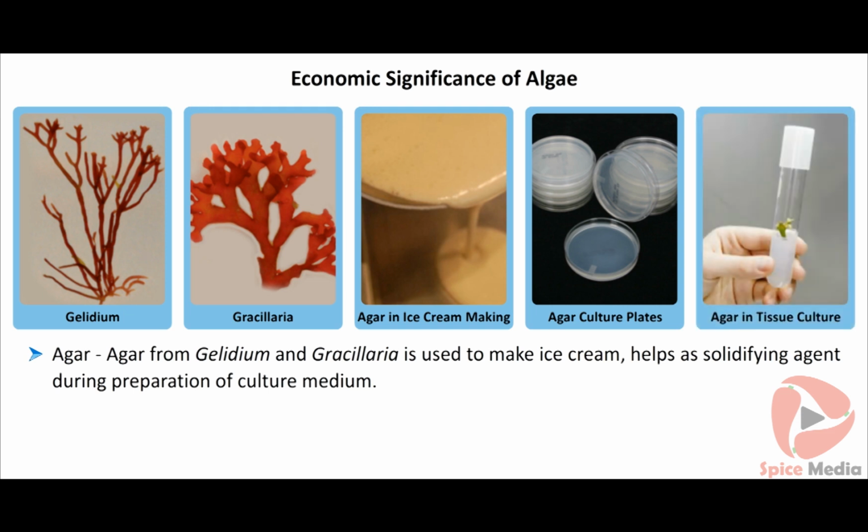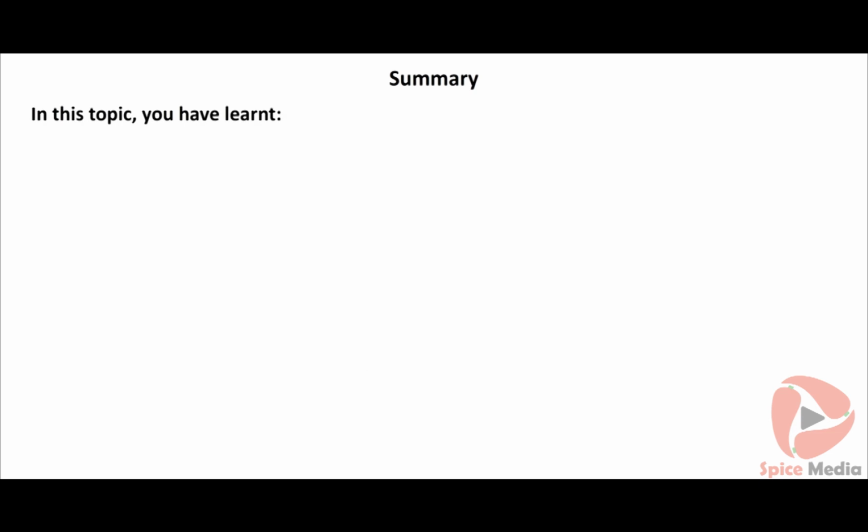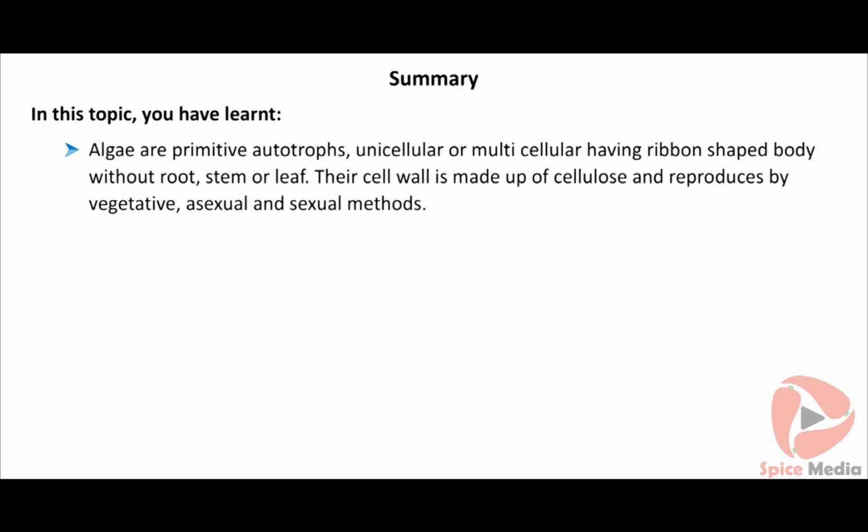Agar-agar is a substance obtained from the red algae, Gelidium and Gracilaria. It is used to make ice creams. It is the best solidifying agent in culture medium. It is widely used in tissue culture labs to grow plants in test tubes.